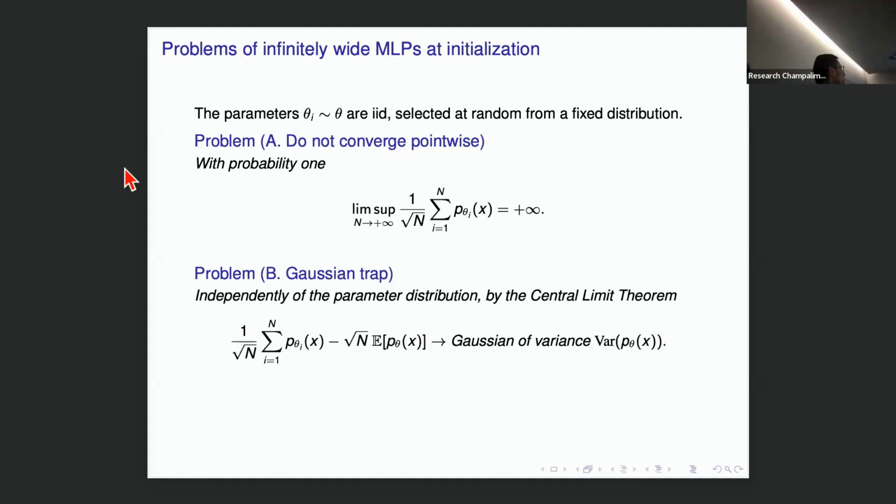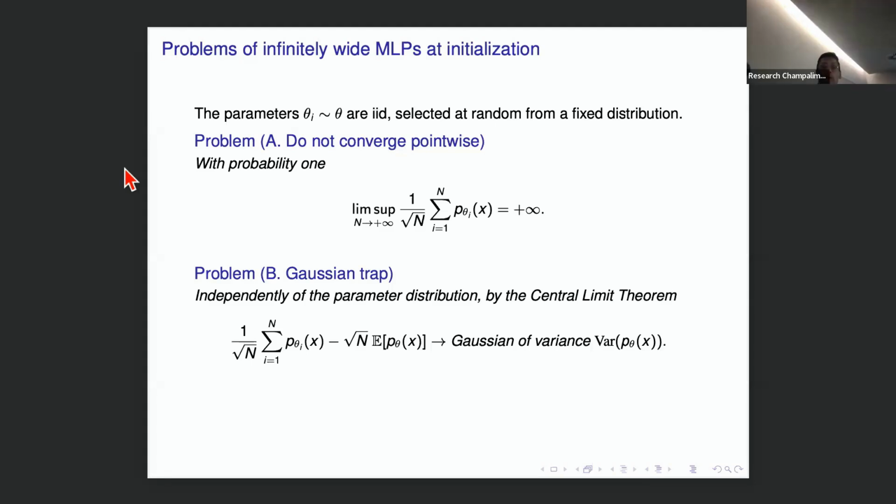So it says that under these conditions, and independently of the parameter distribution that you pick initially, the central limit theorem tells you that the multilayer perceptrons are going to converge, evaluated at a point, to a random variable which is distributed according to a Gaussian distribution, and the variance is that of one of the perceptrons. They are all IID, so one of them.